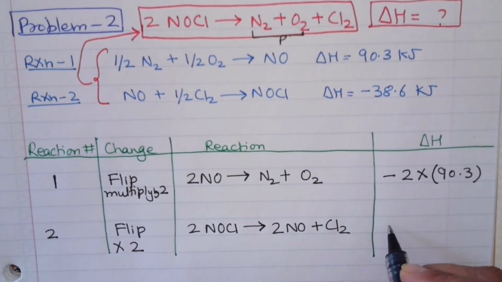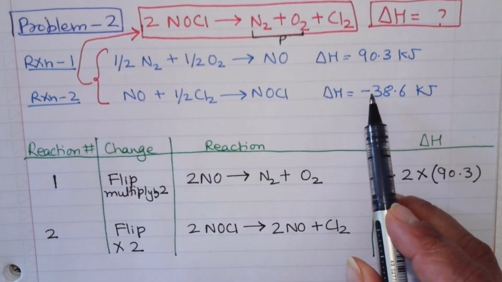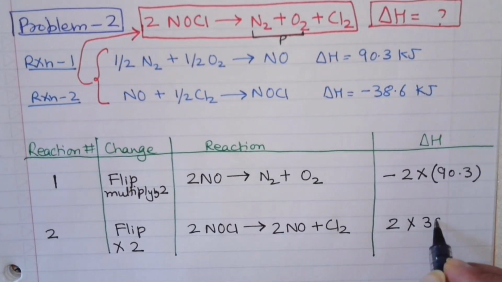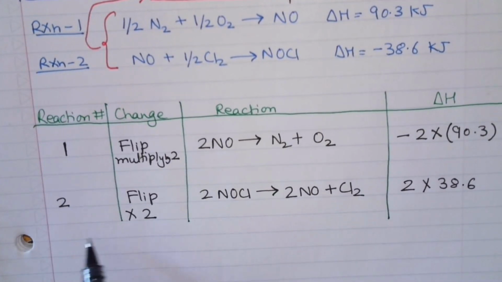Same thing, we need to do the same thing to delta H. Delta H you have to flip, so delta H becomes positive, right? So delta H becomes positive, and you need to multiply by 2. So 2 times 38.6, right?